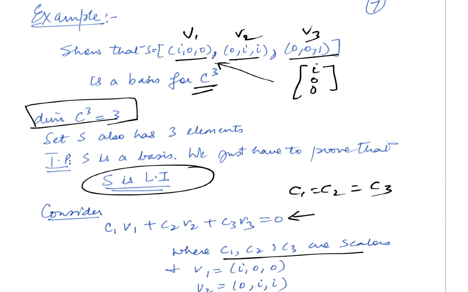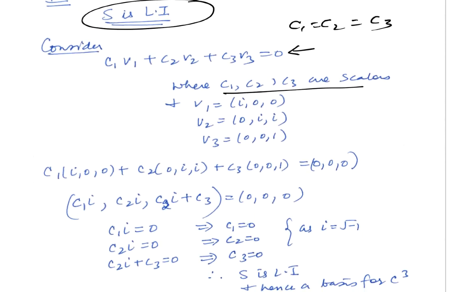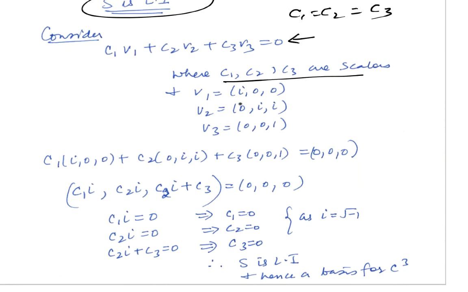So after that, guys, what you have to do is just do simple math. Plug in the values: c1(i, 0, 0) + c2(0, 0, i) + c3(0, 0, 1). Now remember, this is the 0 vector, because all the elements are in C3. And then by equality of these vectors, c1 is 0, c2 is 0, c3 is 0. And hence, this set is linearly independent and it becomes a basis for C3.